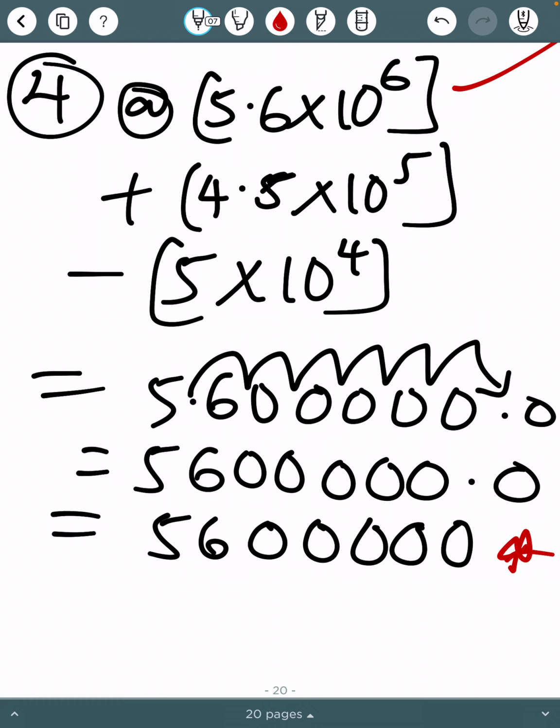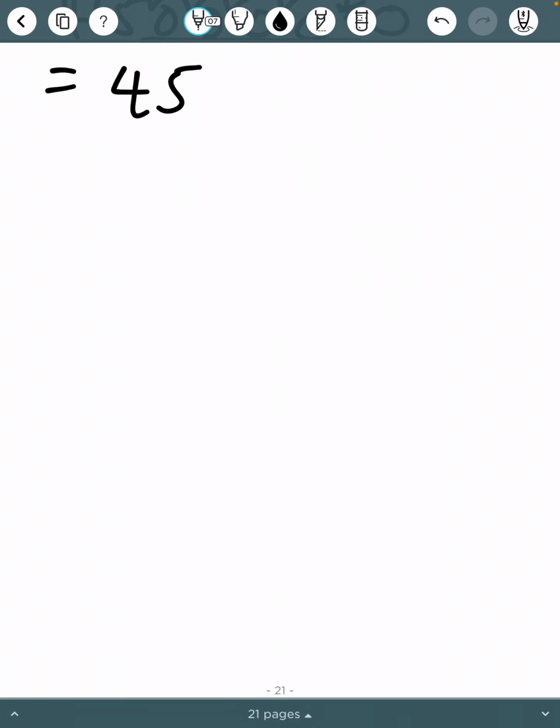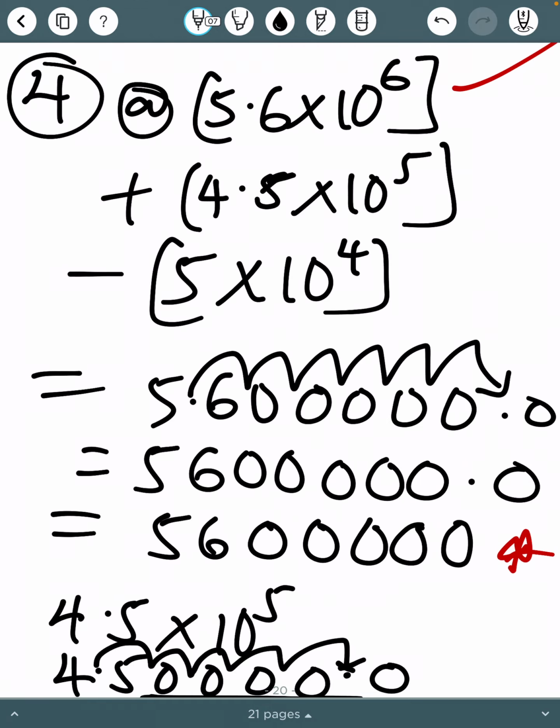So let's do the second one too. I need to change the second one also into ordinary form. 4.5 times 10 raised to the power 5. That will give me 4.5. Then 1, 2, 3, 4, 5. My decimal will come in 0.0. So I'll fill these boxes with 0. 1, 2, 3, 4. So that gives me 4, 5, and then 4 zeros. So that will give me 4, 5, 0, 0, 0, 0 in ordinary form. That shows what this second bracket is all about.